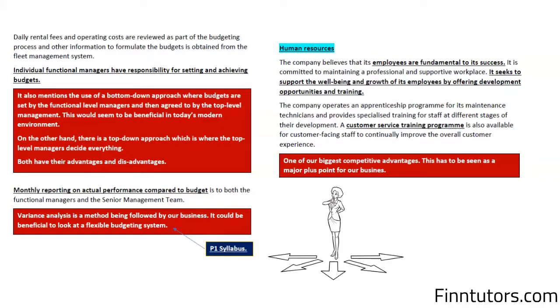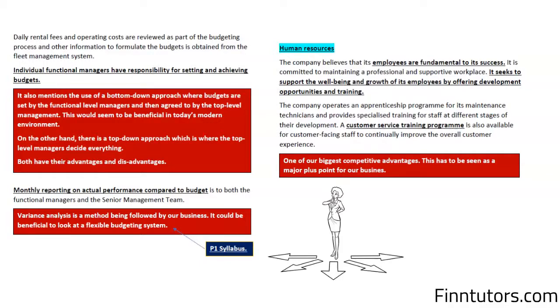This would seem to be beneficial in today's modern day, because the lower level management know everything. They are in touch with the day to day business. They know what is good, what is bad, what should be used, what should not be used, what can be avoided. So giving them the authority, giving them the motivation to create the budget and then getting it signed off by the top level management is good modern practice.